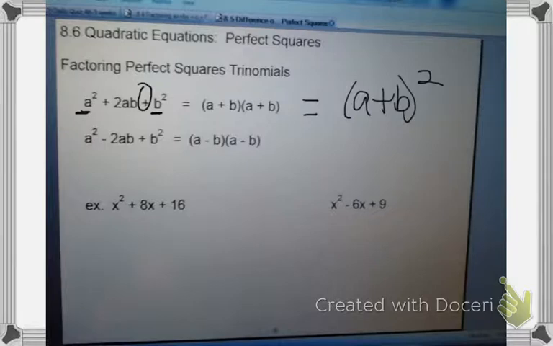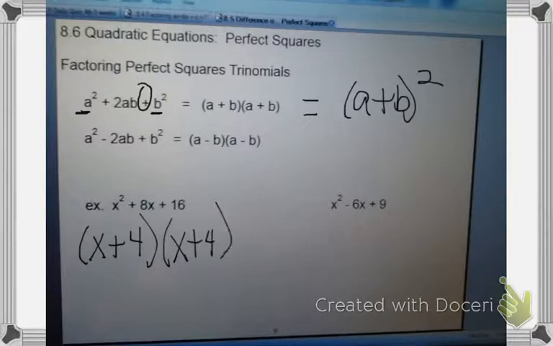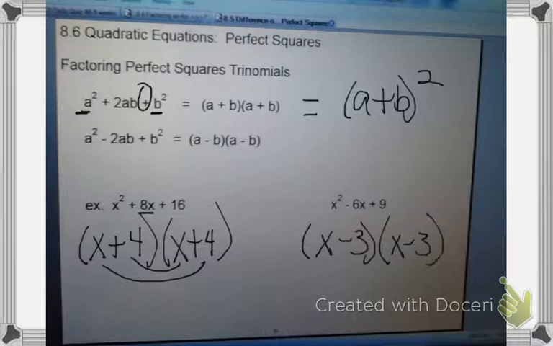So, this example, that's x plus 4 times x plus 4. But again, you still have to check. That's a 4x, and a 4x gives you 9x. And you can do a quick mental check. The signs are the same over on this trinomial, so that's x minus 3 times x minus 3. Check, that's negative 3, and negative 3 is negative 6. And you could go one step further and write x minus 3 quantity squared if you wanted to.